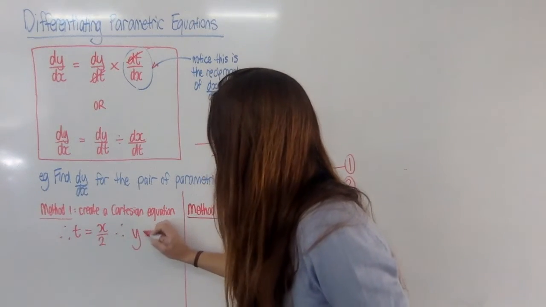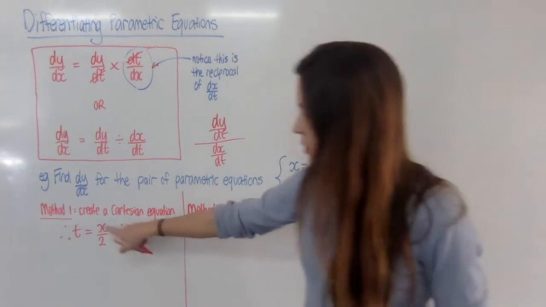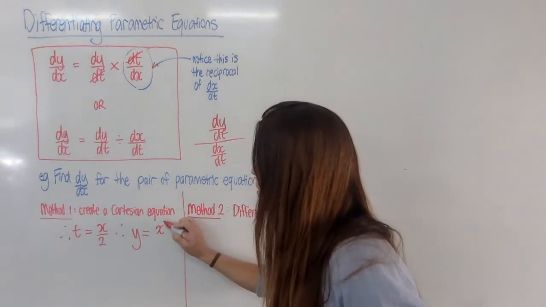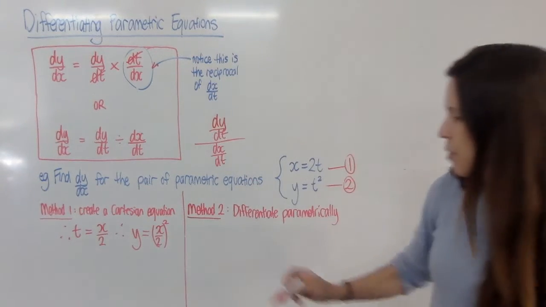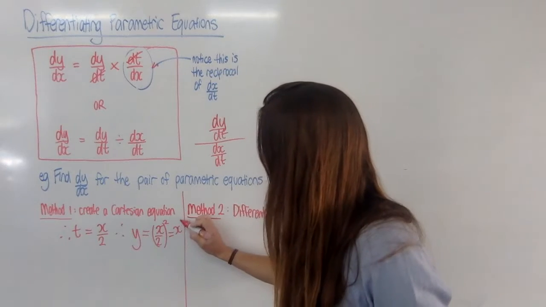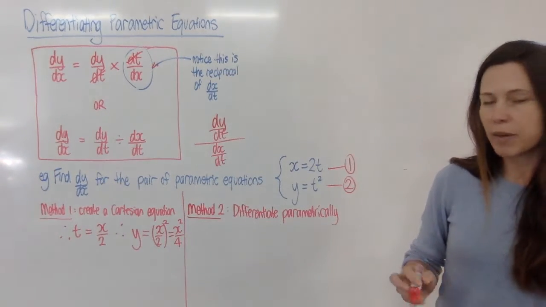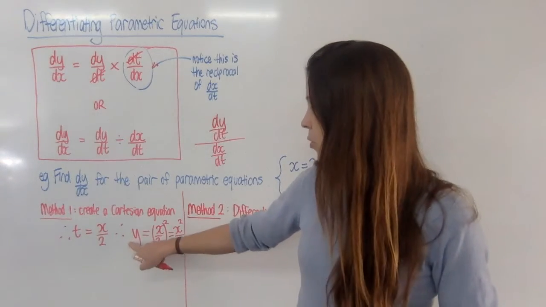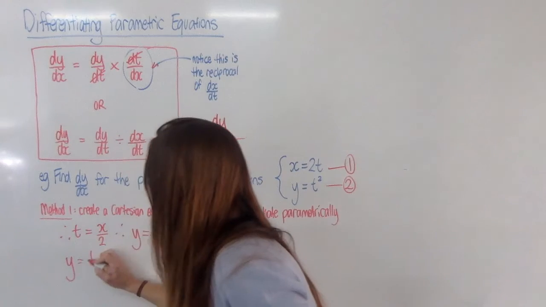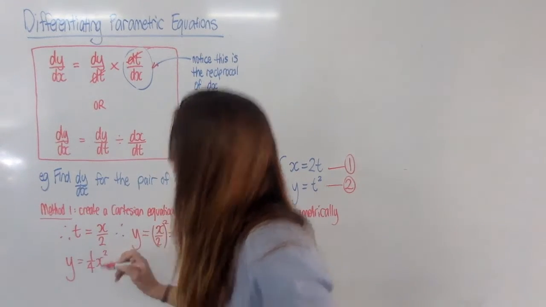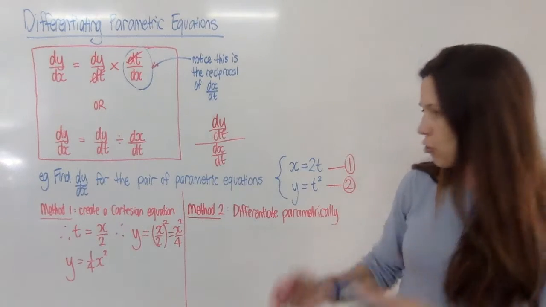Therefore, y equals, now y is equal to t squared. So if t is x over 2, then it's x over 2 all squared. And that's the same thing as, running out of space here, x squared over 4. Okay, so now I have my Cartesian equation, y is equal to x squared over 4. You might also have written that as a quarter x squared, same thing. That's quite easy to differentiate using the trick.